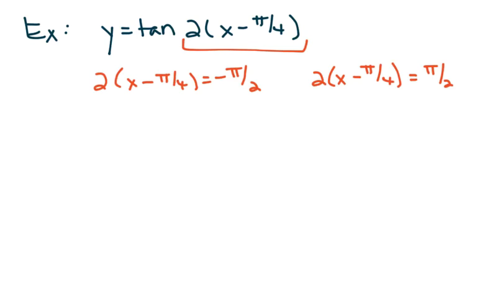Alright, so I'm going to solve the first one. First I'm going to divide by 2. So I'm going to get x minus pi over 4 is equal to negative pi over 4. And then I'm going to add pi over 4 and I'll find out x is 0. So that's where one of my asymptotes is going to be.